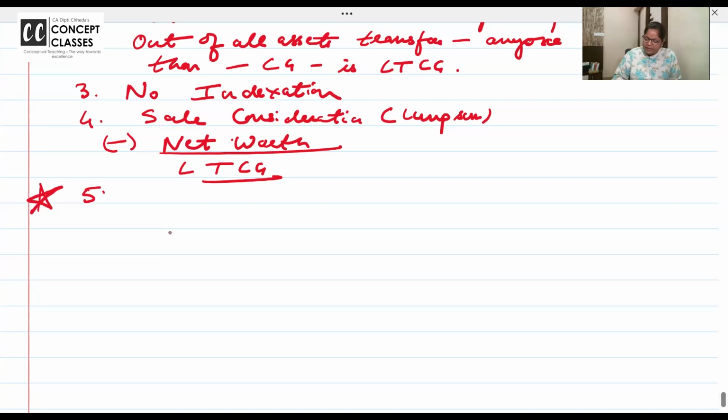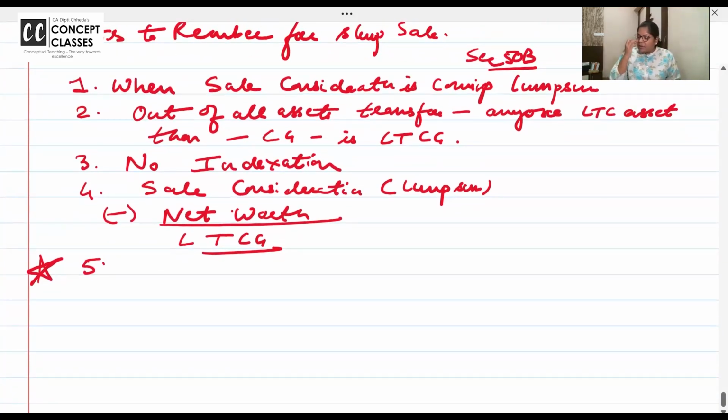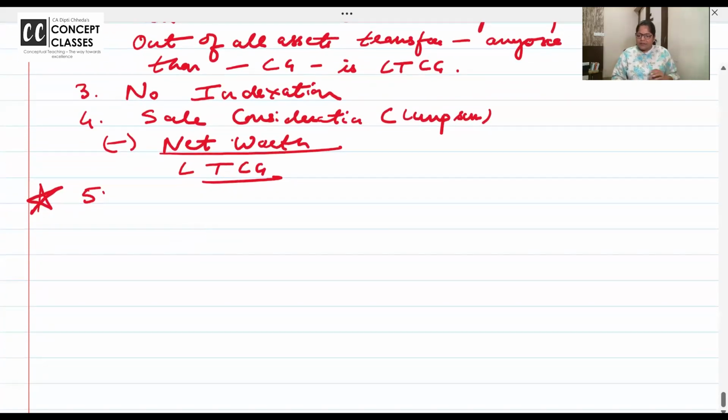So put a 5-star. Comfortable writing like this, booster notes with me? So many students are asking, ma'am, is it a regular batch? Answer is yes. Whether it is fast track or regular batch, few things are to be written. When sale consideration is lump sum, you use this method. Out of all the assets transferred, if one is long-term, no indexation. Sale consideration minus net worth, you get the long-term capital gain.